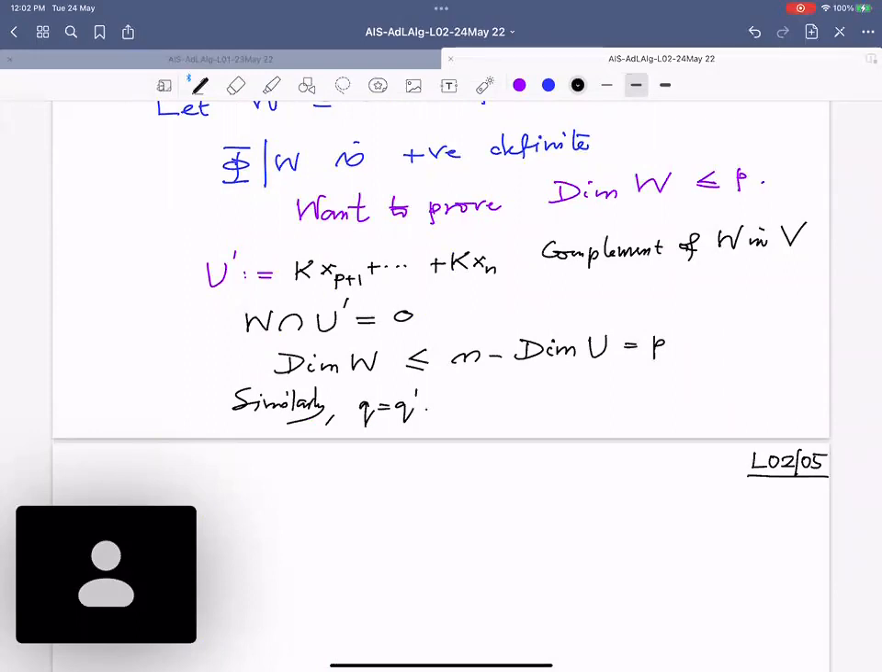Sir, is that U or U prime? Which one? Dimension of W is less than. Yeah, that is U prime. I don't know why I called it prime. Actually, it is not necessary to call it prime. There is no U, so I call it prime.